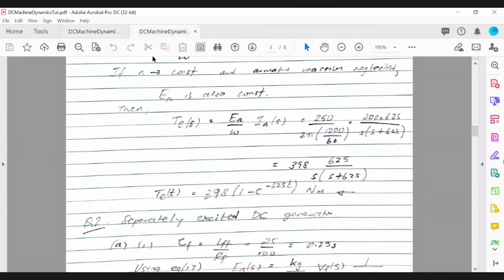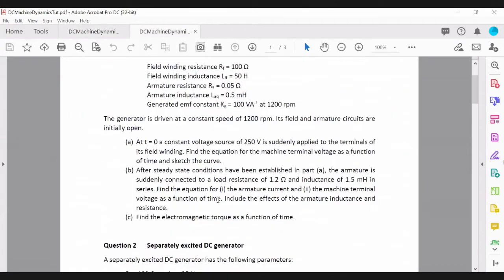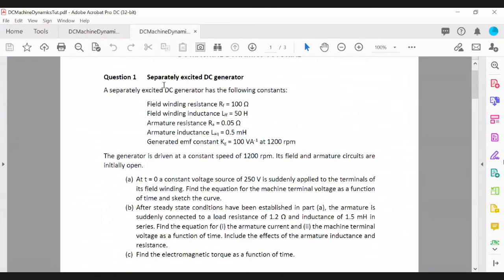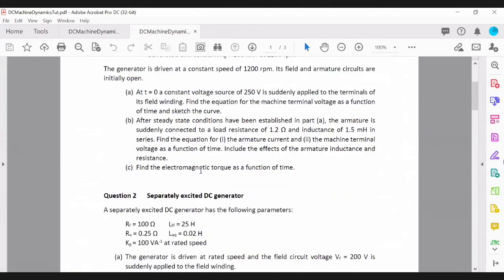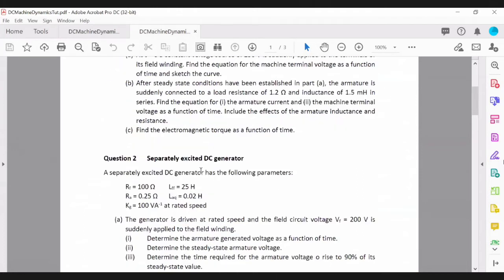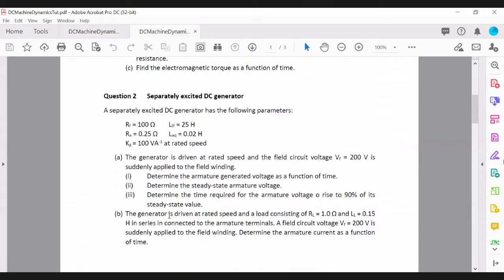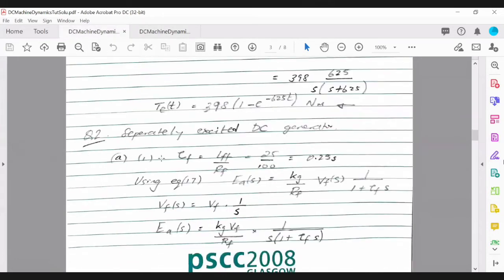Right, so this is for basically question 1, which is based on this separately excited DC generator. Question 2, we also got the same structure where we've been given the parameters, right? And in part A, the generator is also driven at rated speed, and the field circuit voltage of 200 volt is applied to the field winding. So we'll look at question 2.